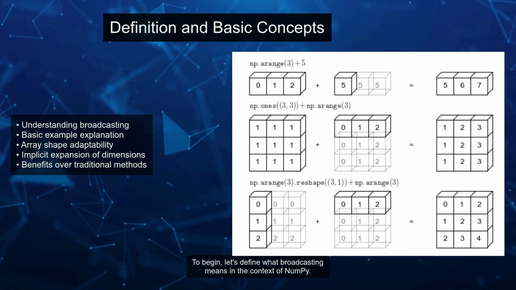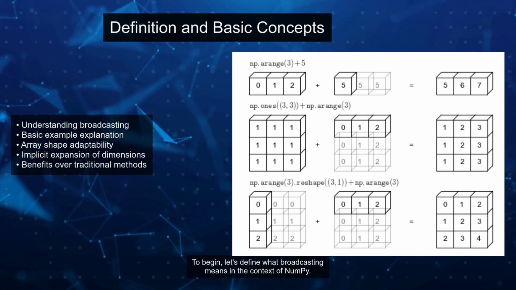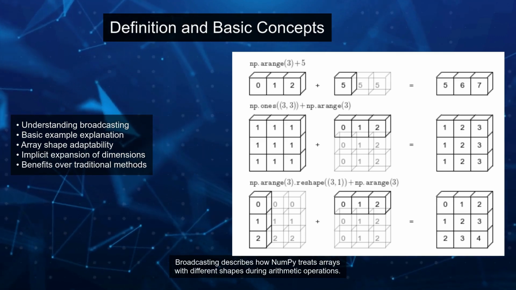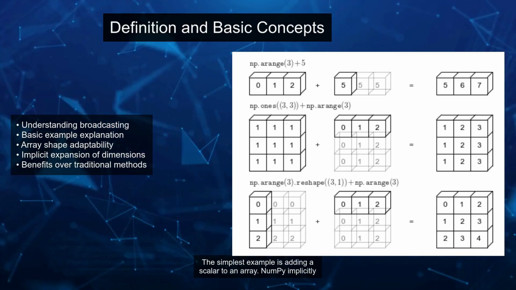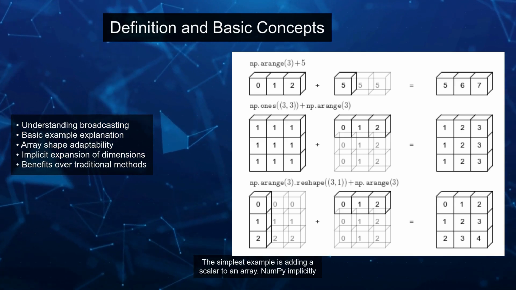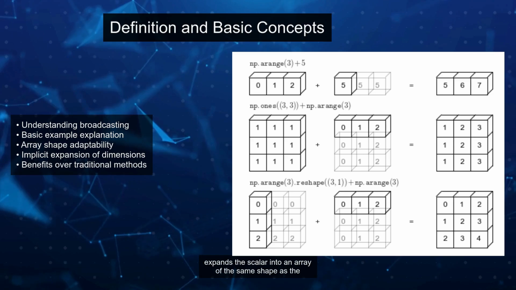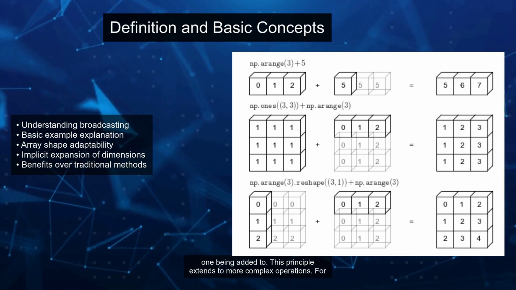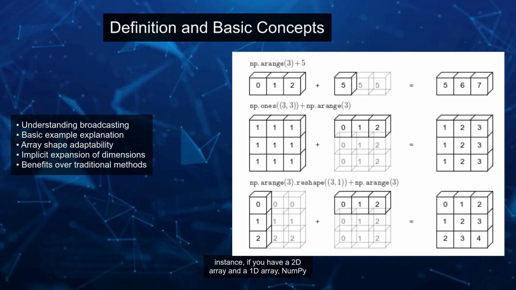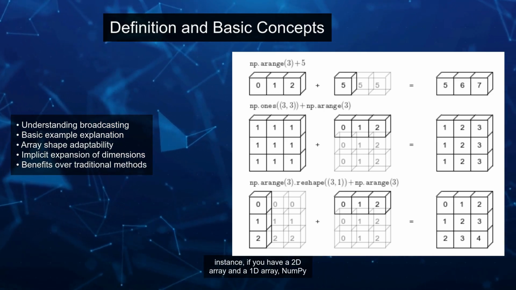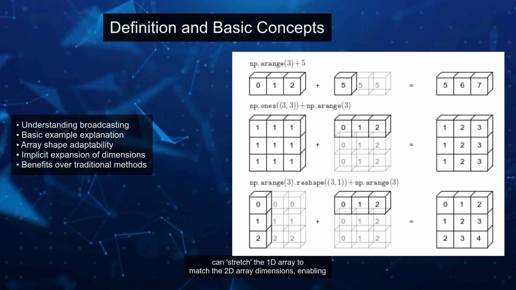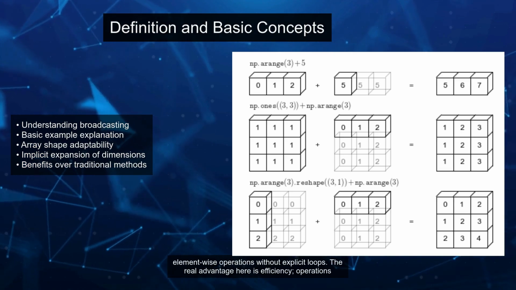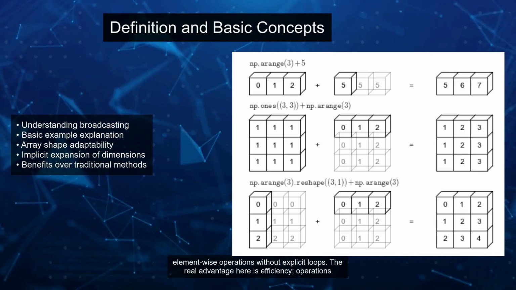To begin, let's define what broadcasting means in the context of NumPy. Broadcasting describes how NumPy treats arrays with different shapes during arithmetic operations. The simplest example is adding a scalar to an array. NumPy implicitly expands the scalar into an array of the same shape as the one being added to. This principle extends to more complex operations. For instance, if you have a 2D array and a 1D array, NumPy can stretch the 1D array to match the 2D array dimensions, enabling element-wise operations without explicit loops.